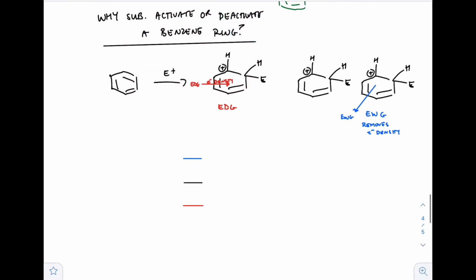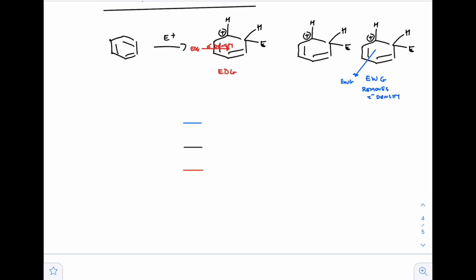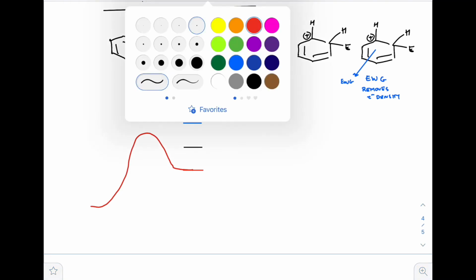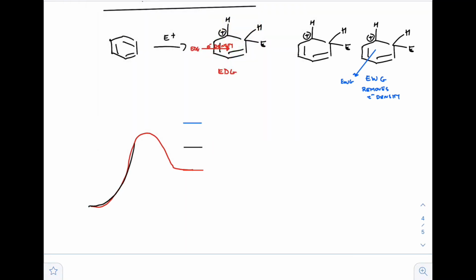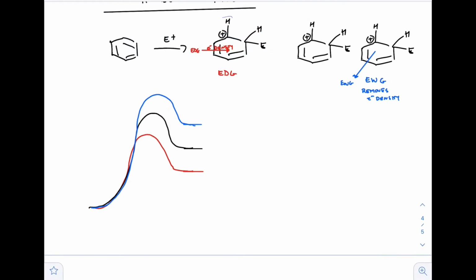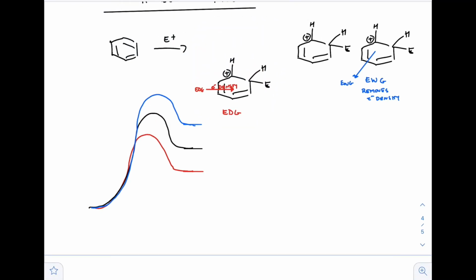Okay, so remember the Hammond postulate states that in an endothermic process, the product and the transition state look similar, as opposed to an exothermic process where the reactants and the transition state look similar. So what that means is in this endothermic process, in step 1 of EAS, we form a carbocation, so that's going to be higher in energy. And if we can stabilize that carbocation, like with an electron donating group, we can lower the energy of that intermediate, which in turn lowers the energy of the transition state.